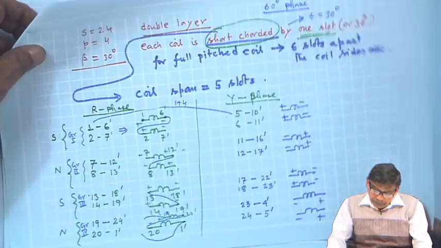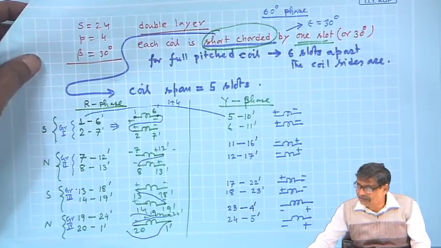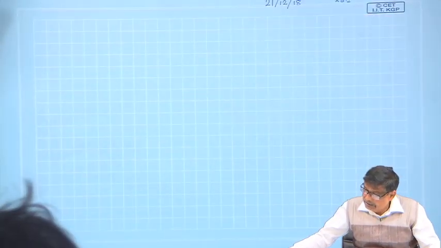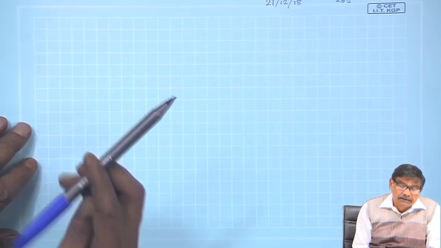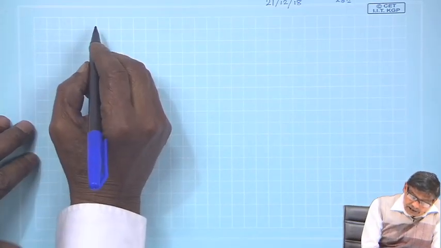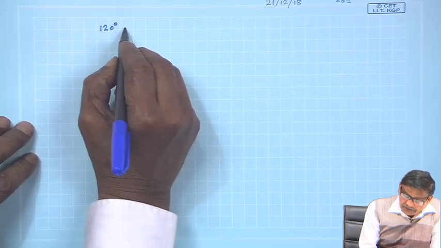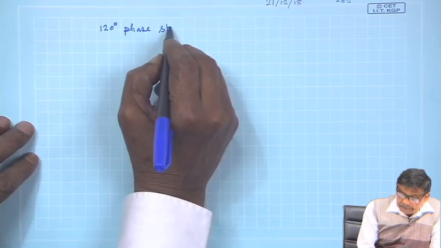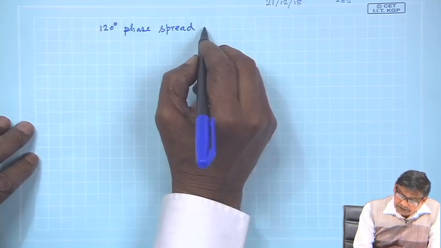Now, I am not translating this to this winding, you will be in a better position to do that. Now, today I will just tell the last of these windings. There is another winding that is called 120 degree phase spread winding. It is sometimes used, 120 degree phase spread winding.